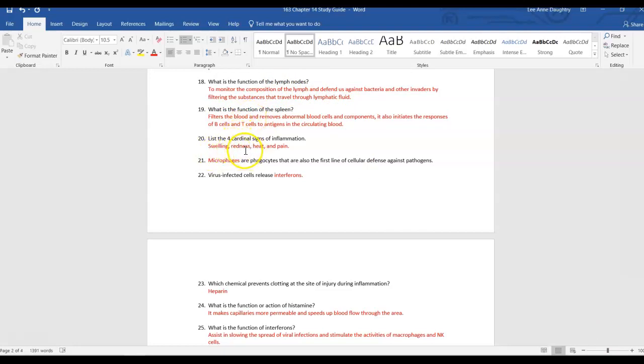Redness, swelling, heat, and pain. And make sure you know the reasons for those. The redness is because blood flow is increased to the area of infection, and this is going to lead to swelling, and the swelling will lead to pain. And the heat is from the increased blood flow and also from pyrogens that are released.